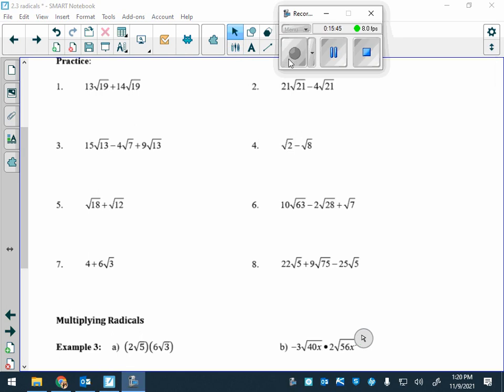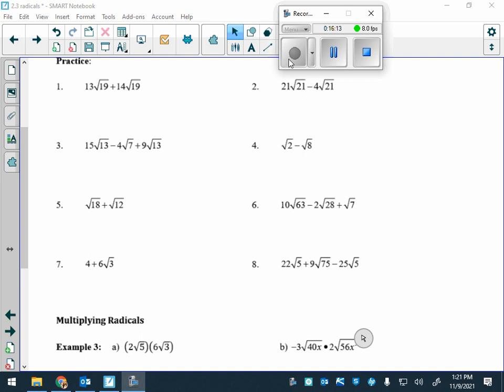All right, let's go through these. The first 3 are correct. Okay, number 1, 27 root 19. Number 2, 17 root 21. Very simple because you're just either adding or subtracting the coefficients. Then for number 3, 24 root 13 minus 4 root 7. You can't combine those, so that's as far as you could go.